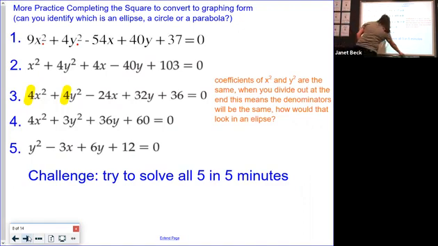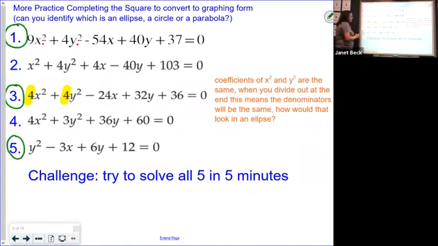What I do suggest you do, if you know you're going to work a bit slower, just do the odd ones. Okay, then come back and do the evens. Okay, so pause your video now when you've done as many as you are going to do, then come back and I'll give you the answers.